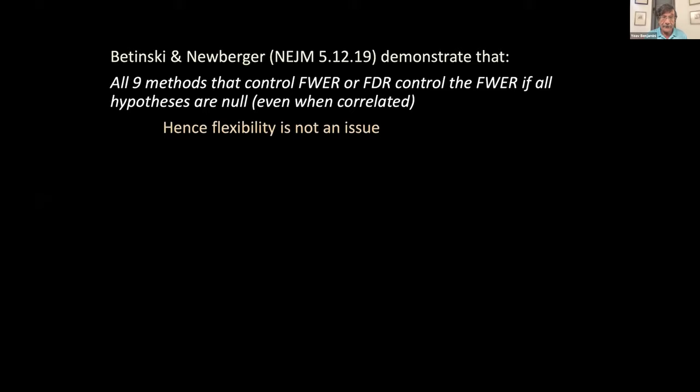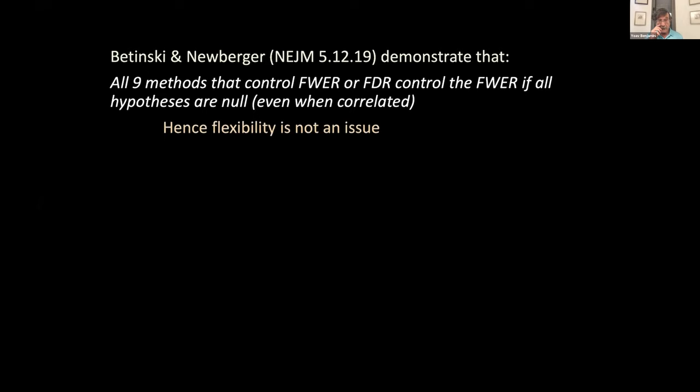Petensky and Neuberger, in a recent letter to the editor of the New England Journal of Medicine, brought evidence that all nine methods that control the family-wise error rate or FDR and so on, even when they're correlated, all control the family-wise error rate in the weak sense. And flexibility is not an issue.